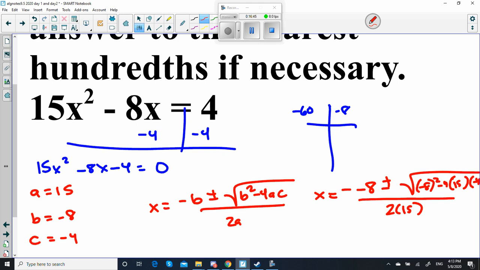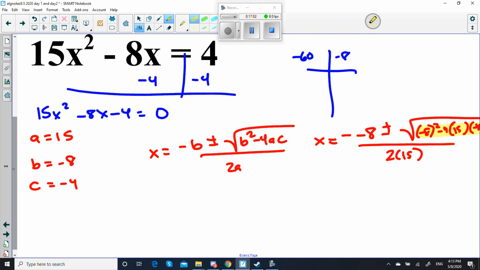Okay, so now I go to the calculator, and I'm going to work on the discriminant first. Once I get this discriminant, I'm going to know kind of where I'm at, root-wise. Do I have 2? Do I have 1? Do I have none? And if I have a negative here, it's going to be no solution. So let's see what happens.